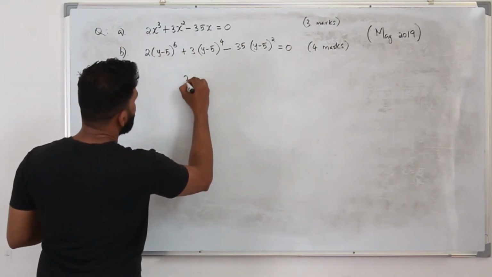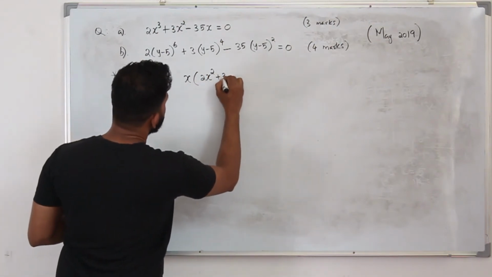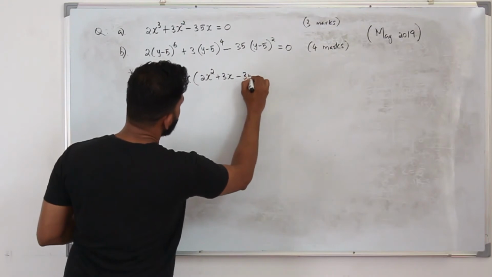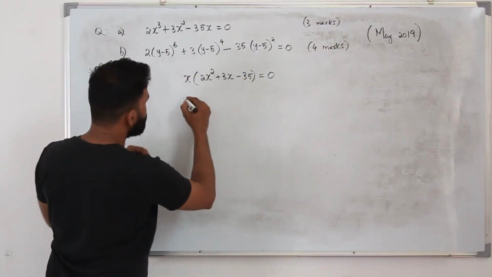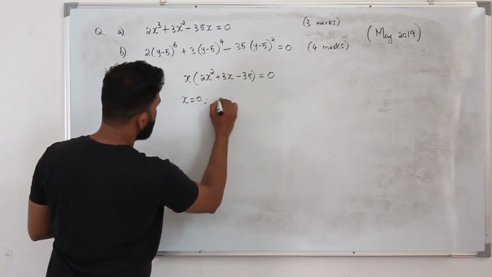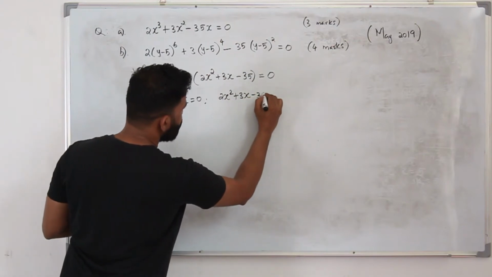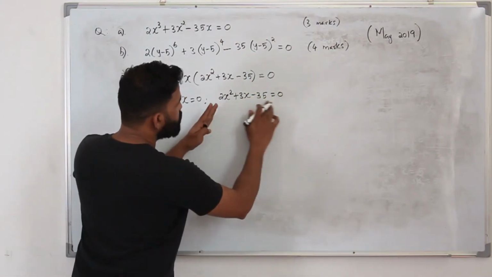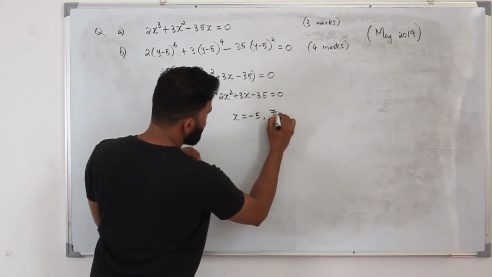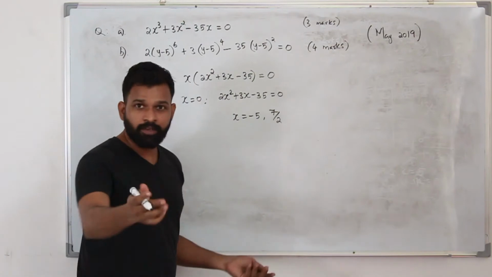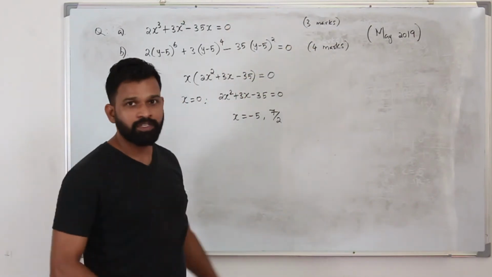If you take x out, you will have 2x squared plus 3x minus 35 equals 0. When you equate to 0 separately, x is 0 and 2x square plus 3x minus 35 is 0. And when you solve this quadratic equation, you will have minus 5 and 7 upon 2. I'm not going to solve it. You can use any method. You got 3 solutions already, 3 marks for this question.